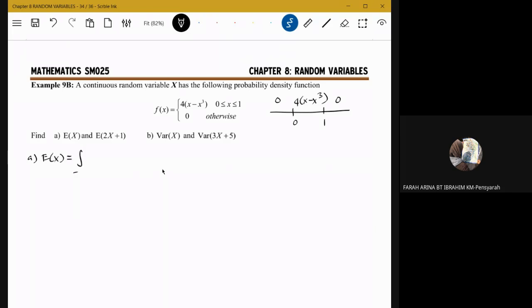We have negative infinity towards 0, 0 dx. 0 towards 1. So we have to multiply the x, single x with this function. We're going to have 4x squared minus x to the 4 plus 0. So it should be 1 towards positive infinity.